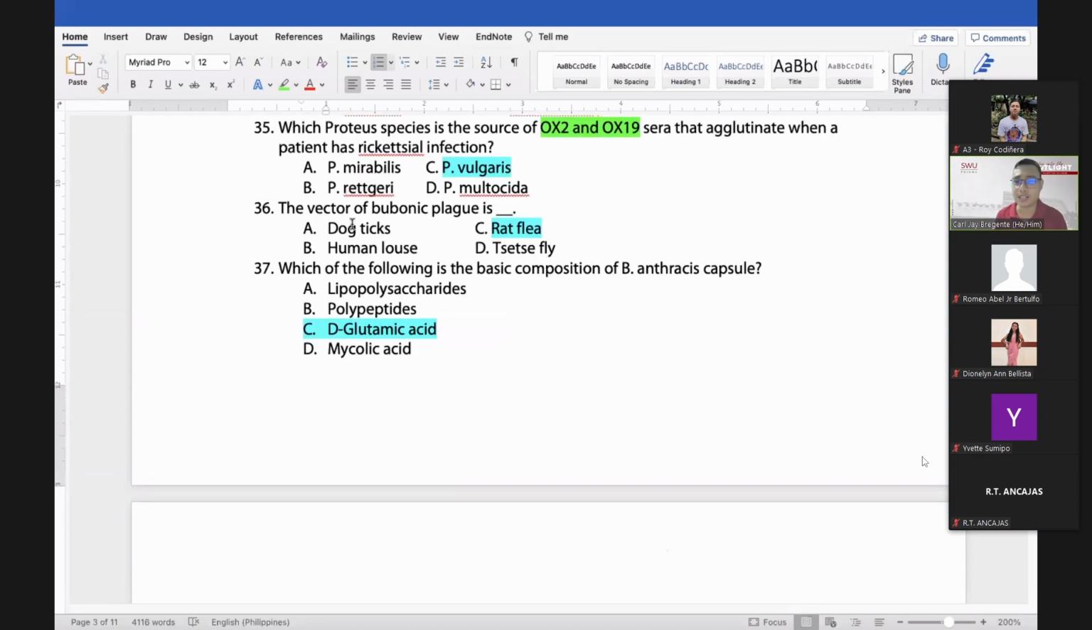37, dog ticks is different. Another organism, human louse. Usually dog ticks and human louse are associated with mga rickettsial species. Tsetse fly is more of protozoan species. Diba? Mga Leishmania.